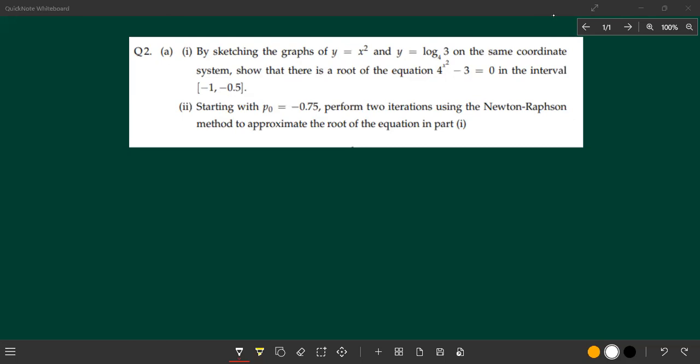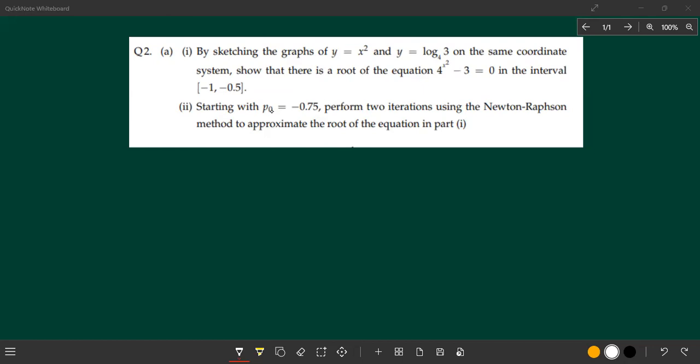So the question says, by sketching the graphs of y equals x squared and also y equals log base 4 of 3 on the same coordinate system, show that there's a root of the equation 4 to the power x squared minus 3 equals 0, and we are given the interval from -1 to -0.5.